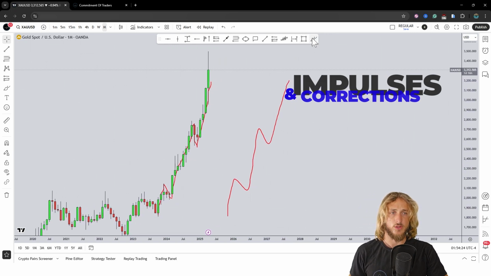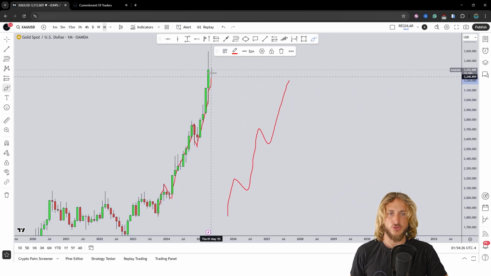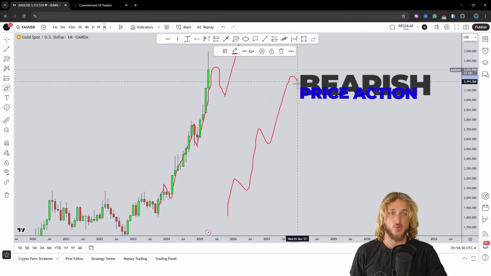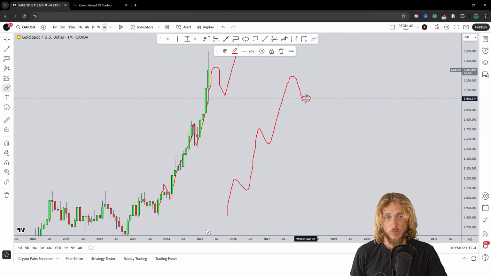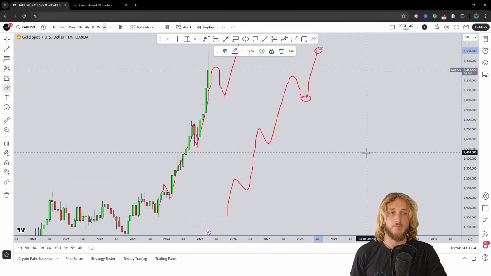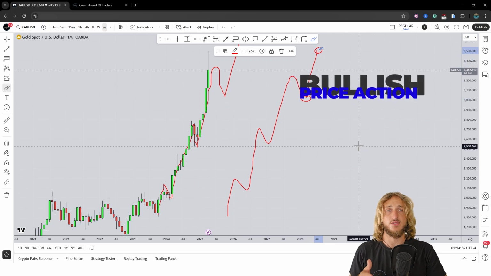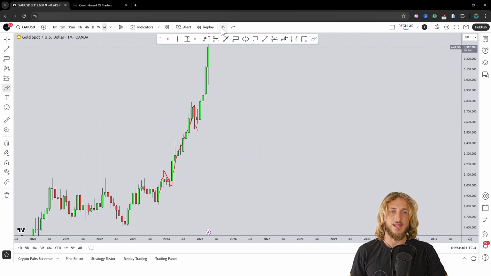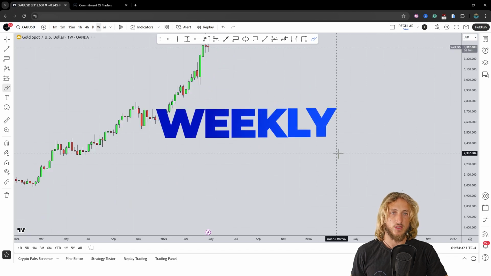Now, continuing with this reasoning, the next logical step would be to see a new correction before then the continuation to the upside, so a new higher low and then a new potential monthly higher high if this monthly uptrend is to continue. So let's keep all of this in mind and drop down on the weekly time frame.